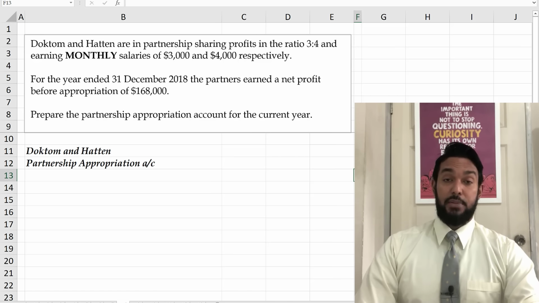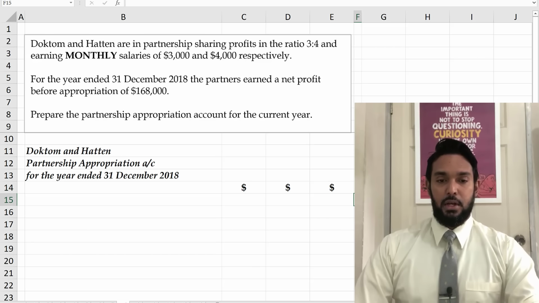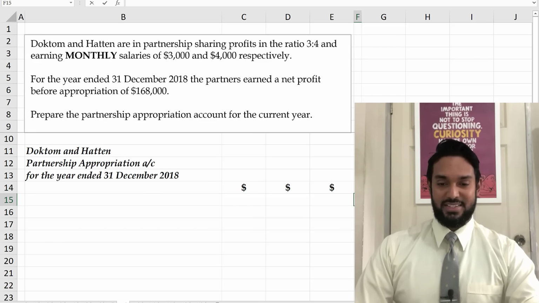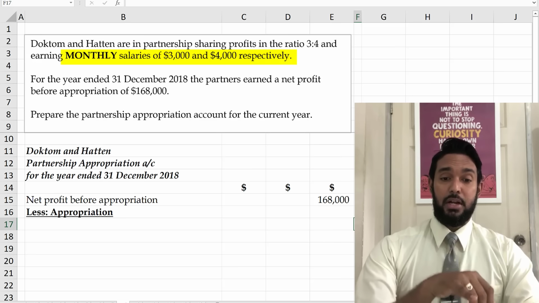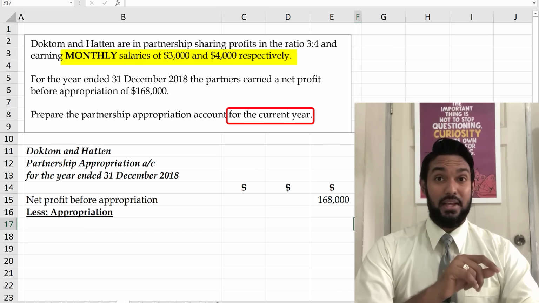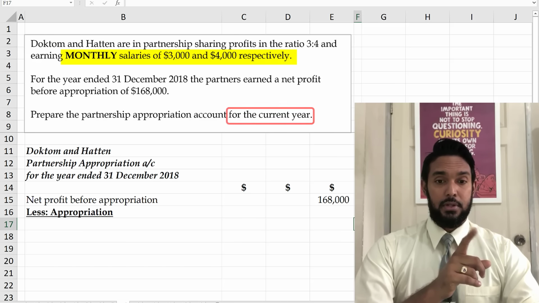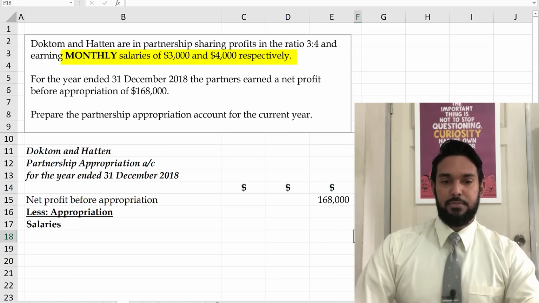Partnership appropriation account for the year ended 31st December 2018. Profit before appropriation is $168,000, less appropriation. So salary: it's a monthly salary, and we are doing an appropriation account for a year. How many months are there in a year? 12. So for Dr. Manhattan, the salary will be 12 by 3,000, which will be 36,000.